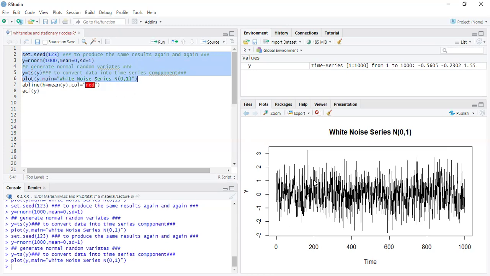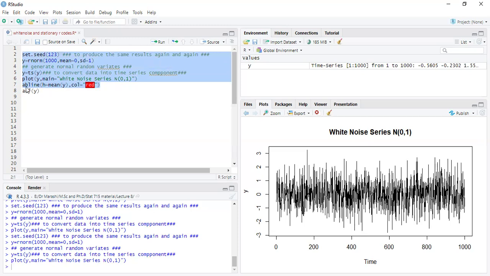Now for our own convenience, I would like to draw a line over here, a horizontal line. This is time, 1 day, 2 days, up to 1000 days, let's suppose. But this is the data. I would like to draw a line where the mean is, approximately zero.